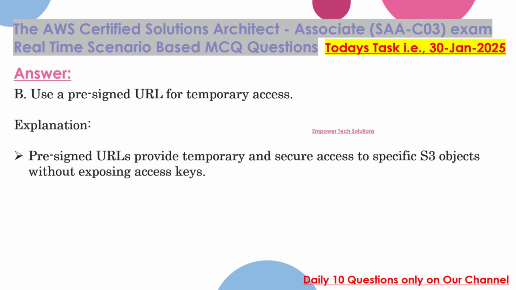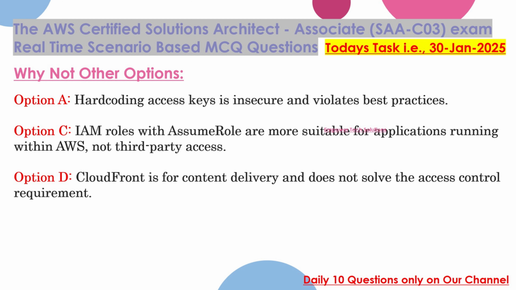Explanation: Pre-signed URLs provide temporary and secure access to specific S3 objects without exposing access keys. Why not other options? Option A, hard-coding access keys is insecure and violates best practices. Option C, IAM roles with assume role are more suitable for applications running within AWS, not third-party access. Option D, CloudFront is for content delivery and does not solve the access control requirement.